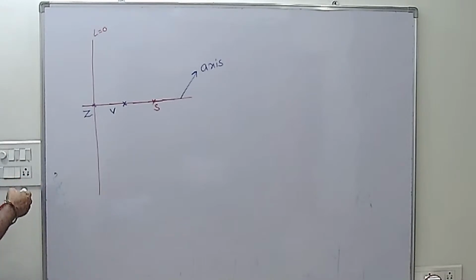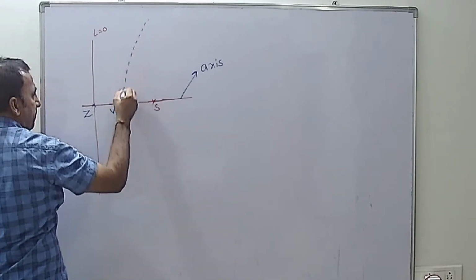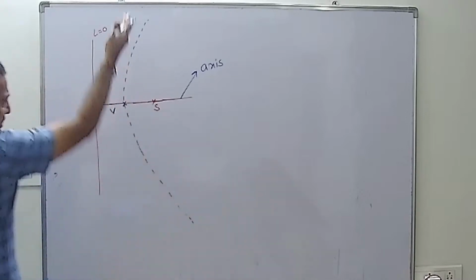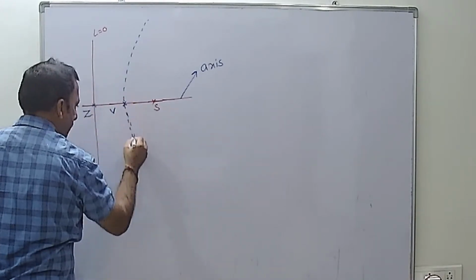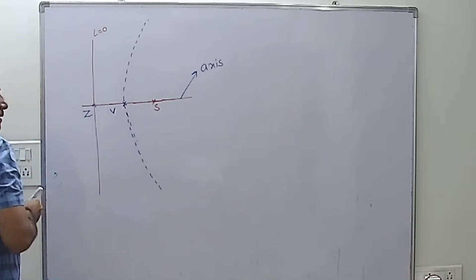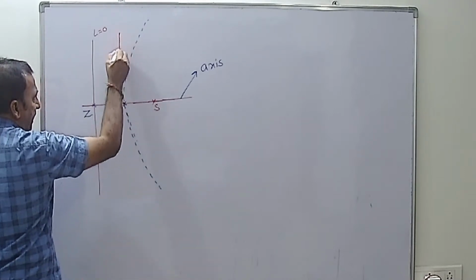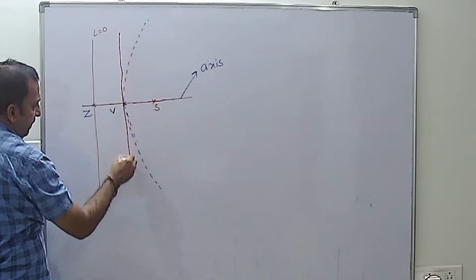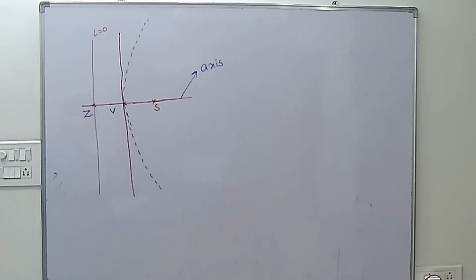And see, the parabola shape is like this. It is steeper. Okay, parabola. If you draw a tangent to the parabola at the vertex, it is always perpendicular to the axis, or simply it is parallel to what? Directrix. Say it once again, slowly.